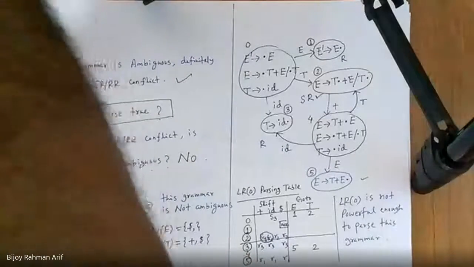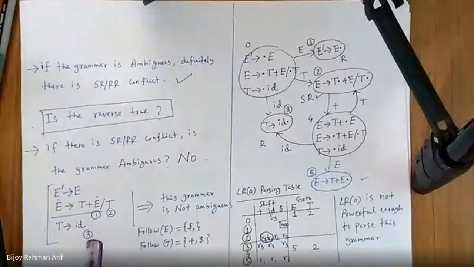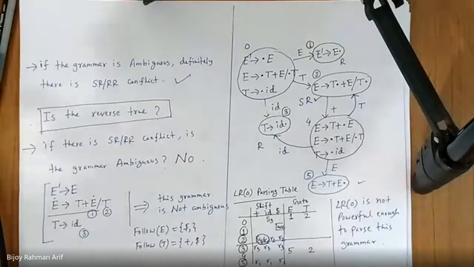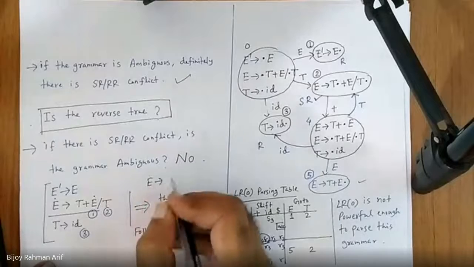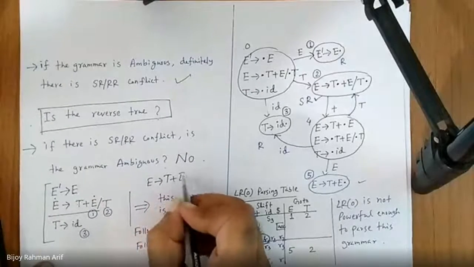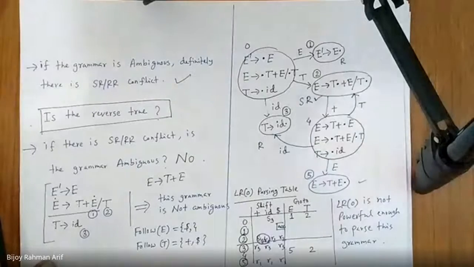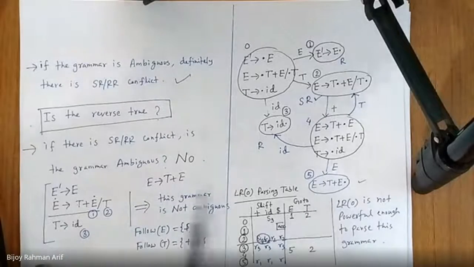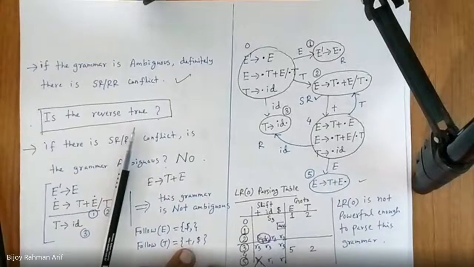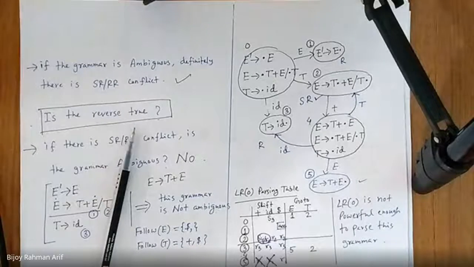Now, instead of putting the reduce move in the entire row, we are going to put it in the follow of the left hand side. So let's go back here. Rule number 5, state number 5. What is the reduce move? R1. What is R1? E derives T plus E. So we are not going to put the reduce move in the entire row. We are going to put it in the follow of E. Follow of E is nothing but dollar. So we are going to remove this and this. Only that and that. Is it clear to you guys?